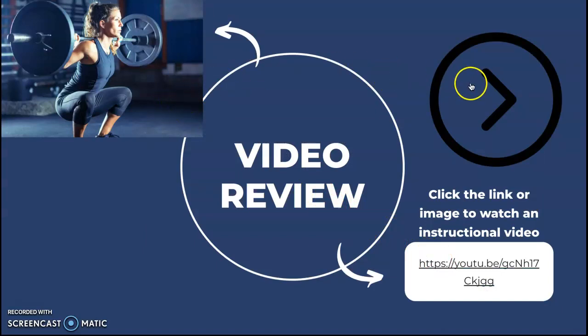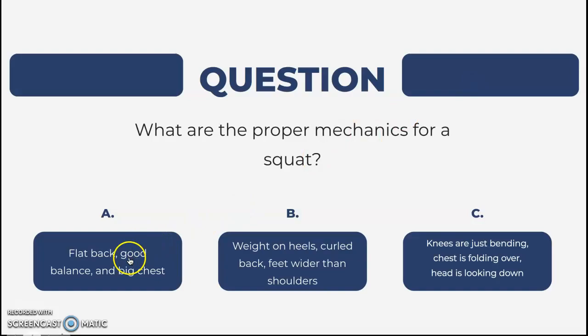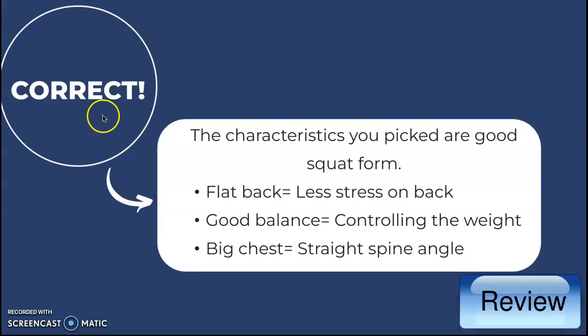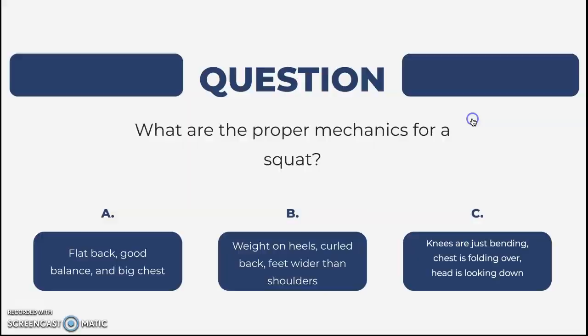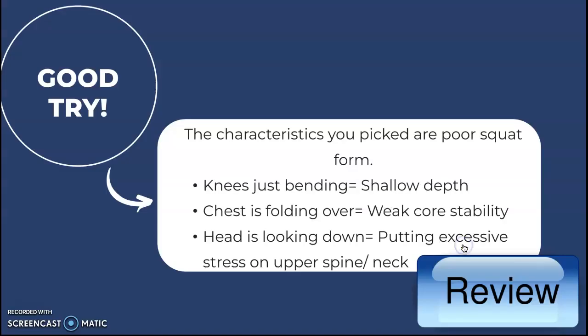If the user clicks the correct option, which is option A, it will tell them that they were correct and the characteristics they picked are good for squat form. C will also bring them to an incorrect answer where they will receive feedback.